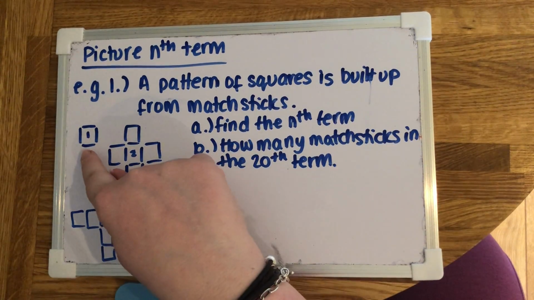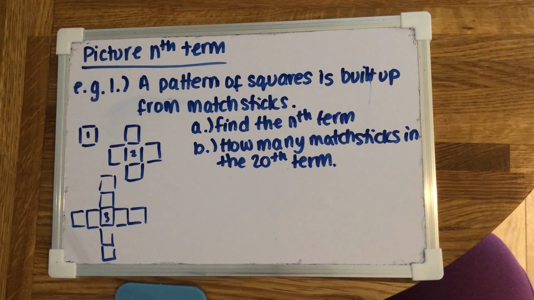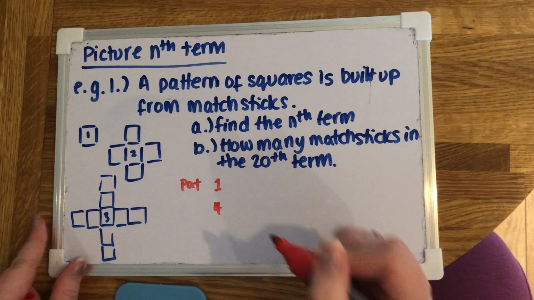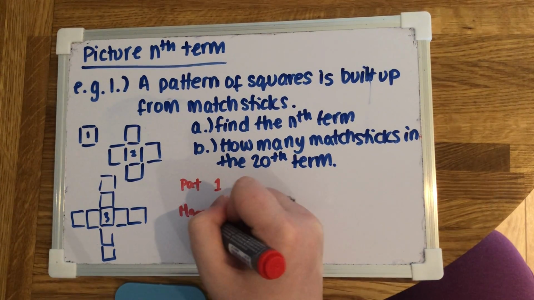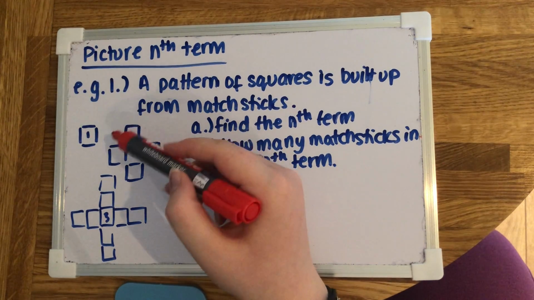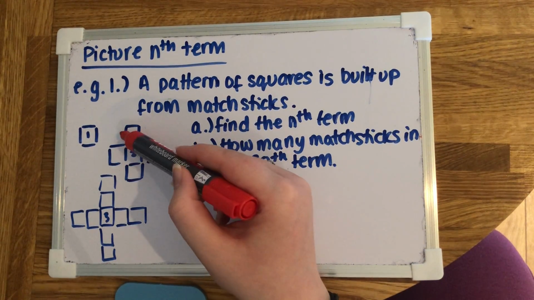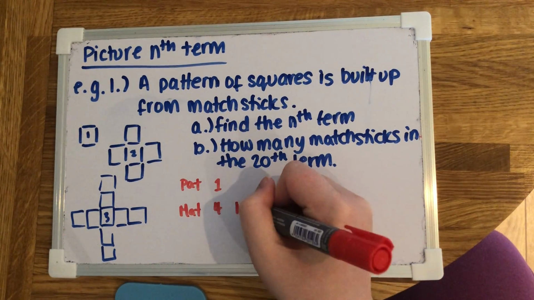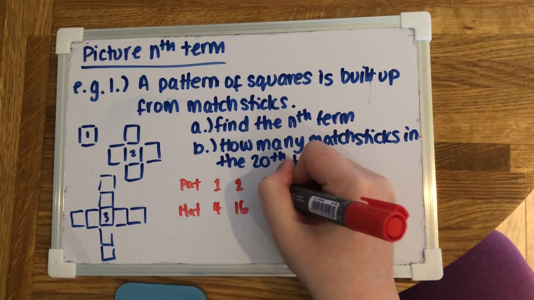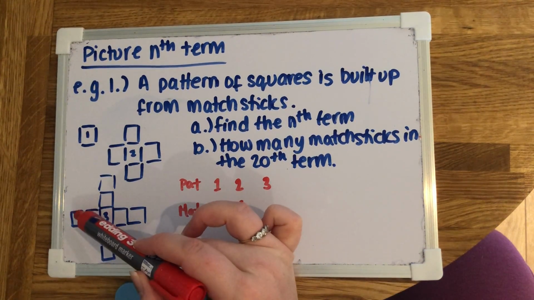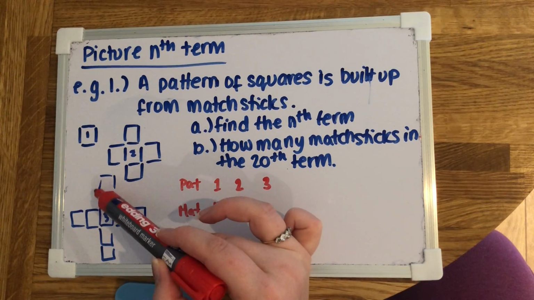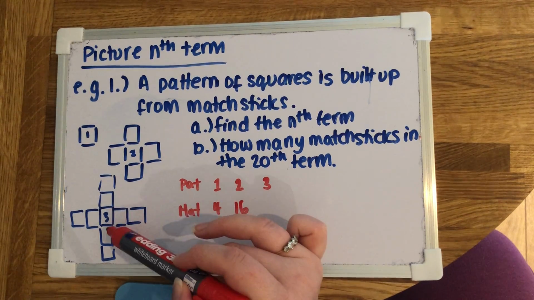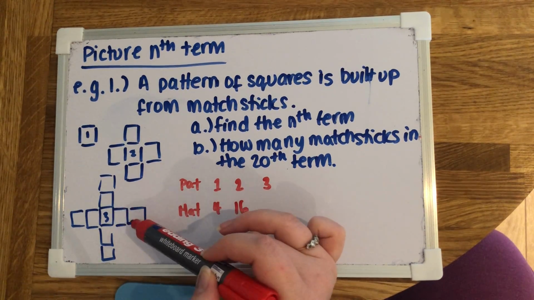So if we start with the first one, pattern 1 has 1, 2, 3, 4. So pattern 1 has 4 matchsticks. Okay, pattern 2. So 1, 2, 3, 4, 5, 6, 7, 8, 9, 10, 11, 12, 13, 14, 15, 16. And then for the third one, 1, 2, 3, up to 28.